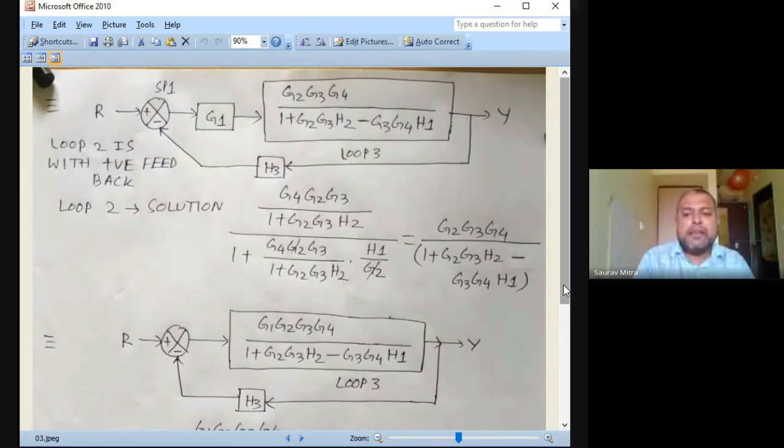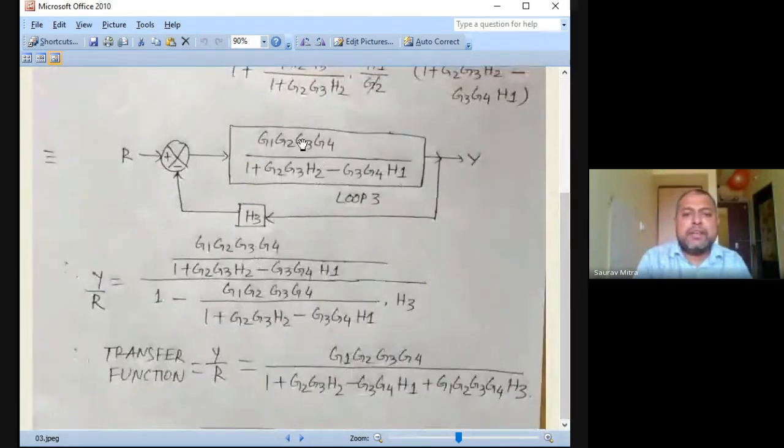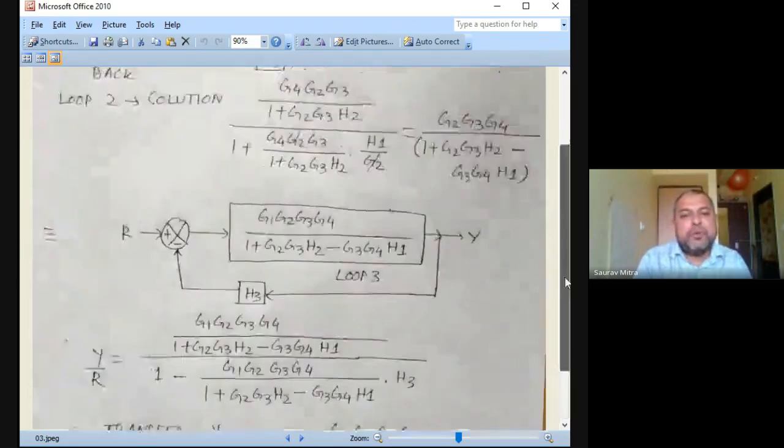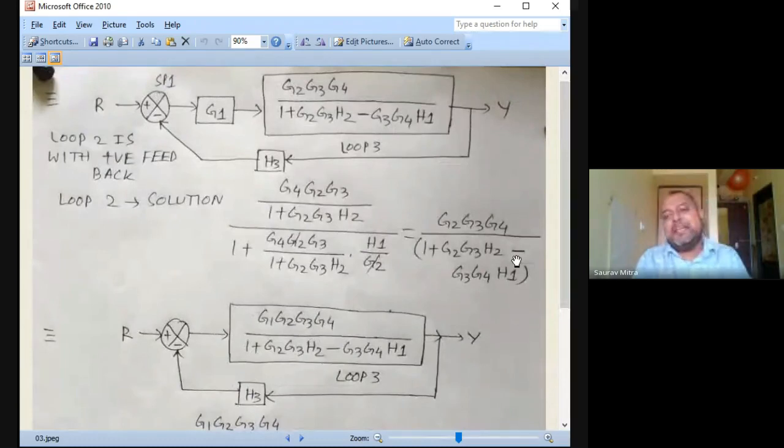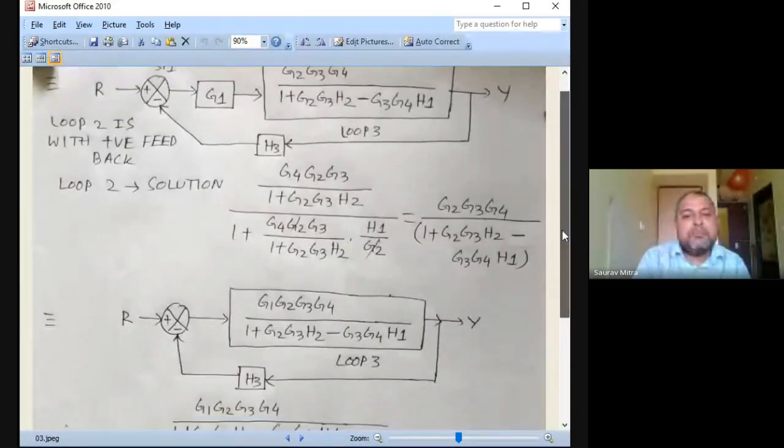Again you are finding like this, and again solve it with H3, so that is not difficult. So now this is G, and G divided by 1, this should be plus. I made a mistake, so the last one should be plus. So Y by R, this should be plus, and the top one should be minus. Yes, such mistakes keep on happening, but it won't happen if you practice.